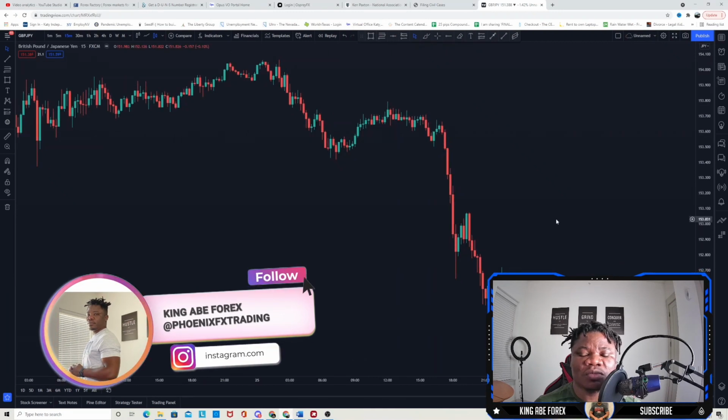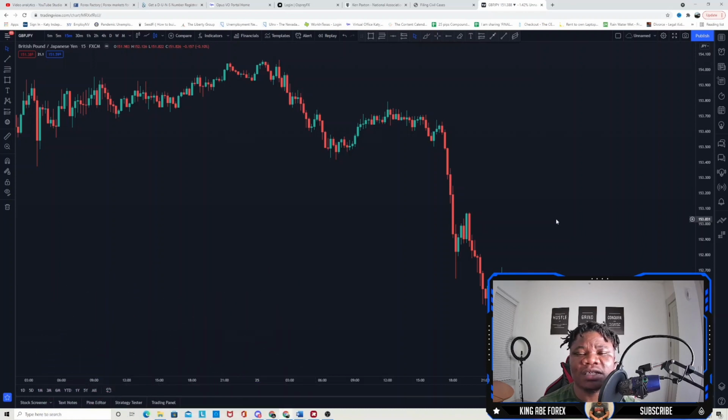Now, when it comes to support and resistance, a lot of people have problems identifying it. The easiest way to identify your support and resistance is to just focus on your highs and your lows. When it comes to scalping, I prefer scalping during the New York session. In my own opinion, it is the best session to scalp, so we'll be scalping the New York session as an example in this video.